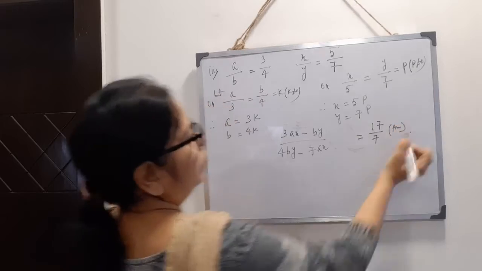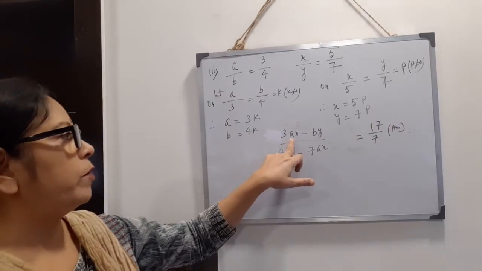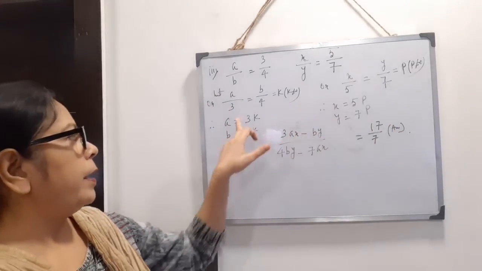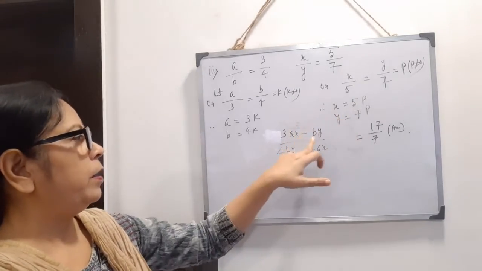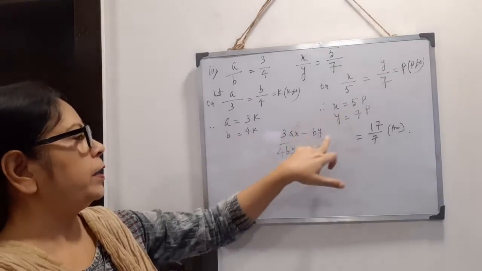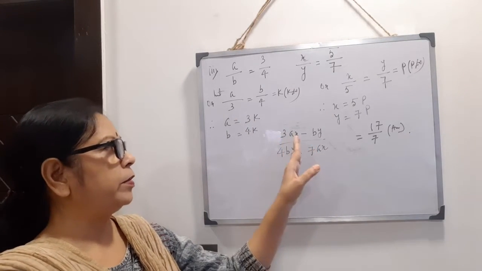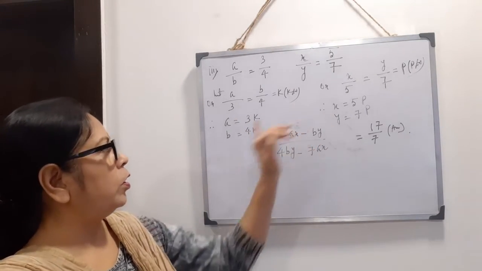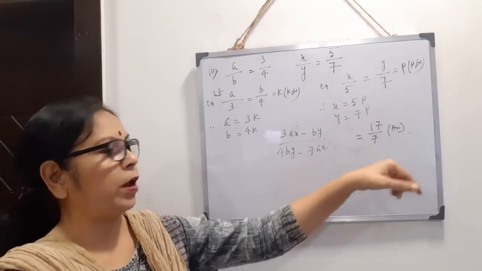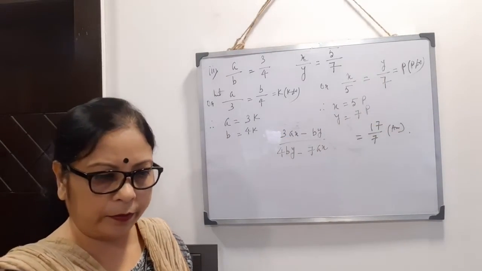You can do this one yourself. What to do? You will put the values of a, x. A is 3k, b is 5p, b is 4k, y is 7p. Like this way you will put here, and you will see in the last step that all k and p will be cancelled out and the final result will be 17 by 7.